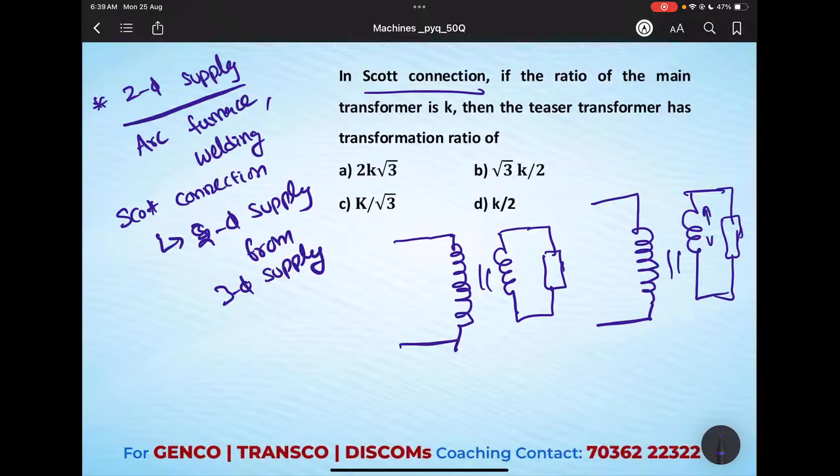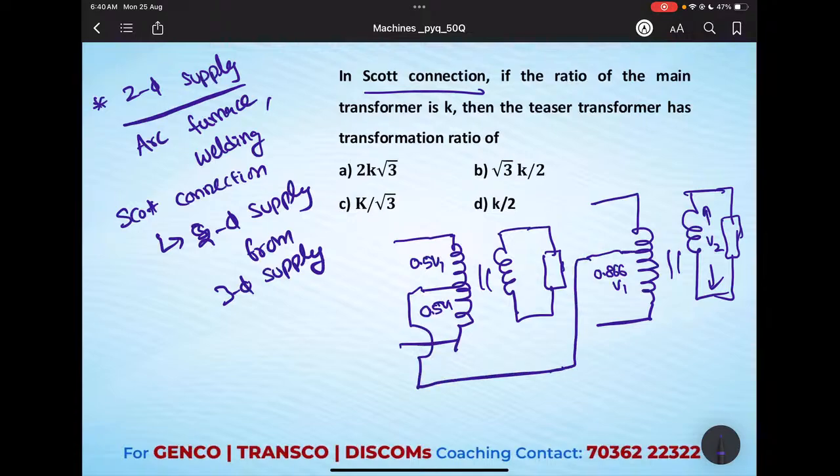This is V2. It is going to be tapped at 0.866 V1. It is going to be 0.5 V1. It is going to be 0.5 V1. This is called main transformer. This is called TZ transformer.